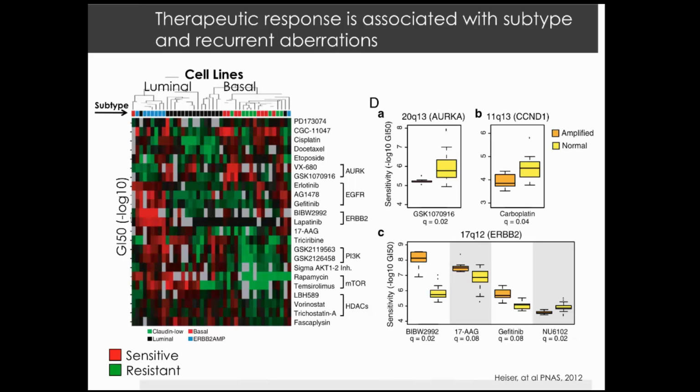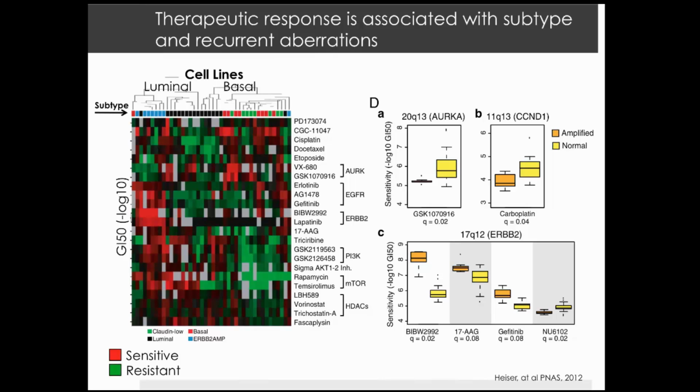We have also looked for associations between recurrent amplifications or deletions and drug response, and that's shown here on the right. About a quarter of the compounds where we did this analysis showed some sort of association with recurrent amplification. So, for instance, response to the aurora kinase inhibitor GSK 1070916, the first box plot there, was associated with amplification at 20q13, which encodes aurora kinase A.